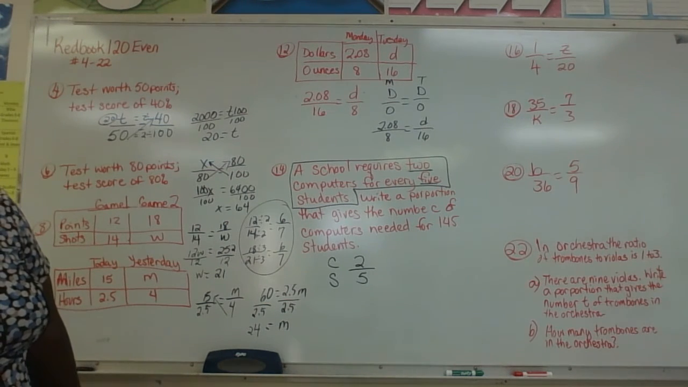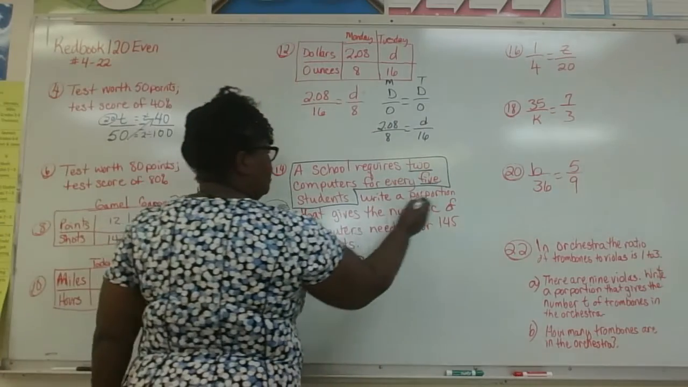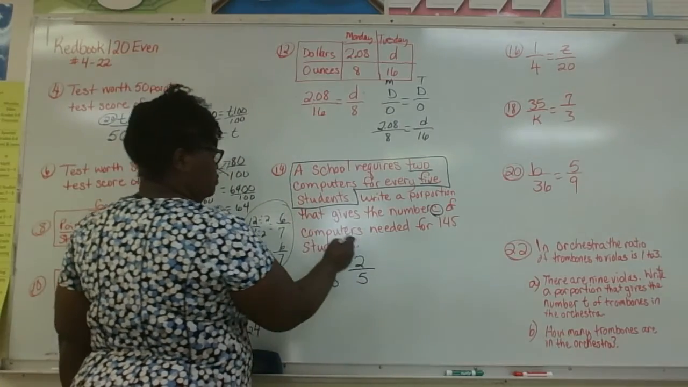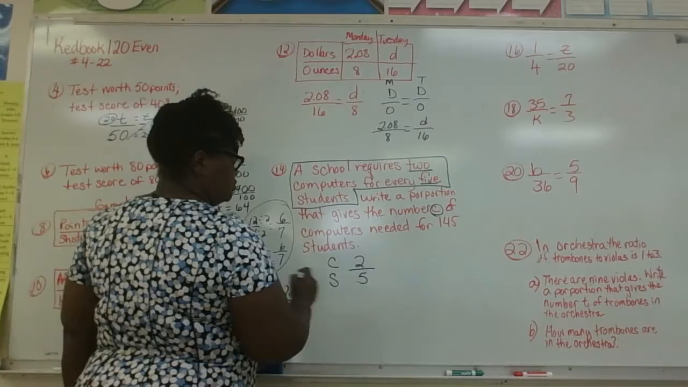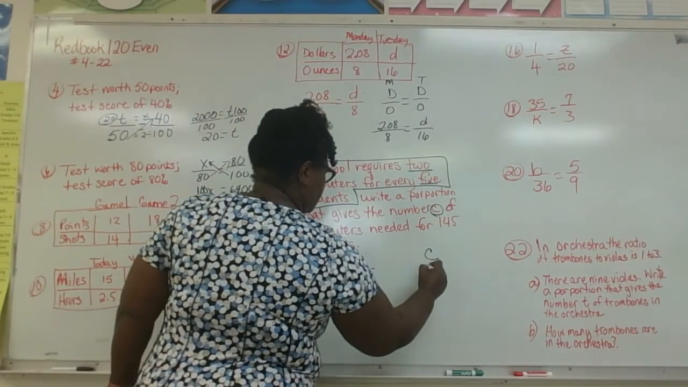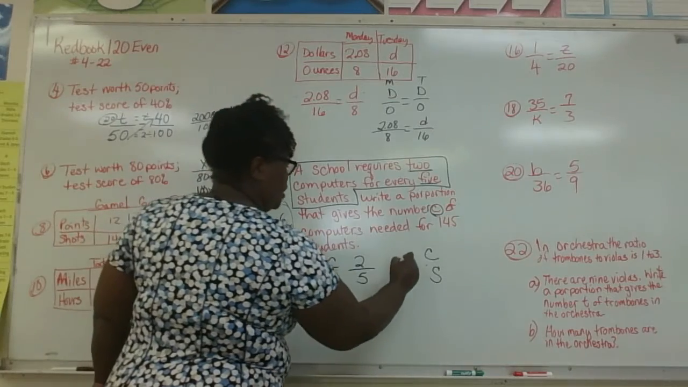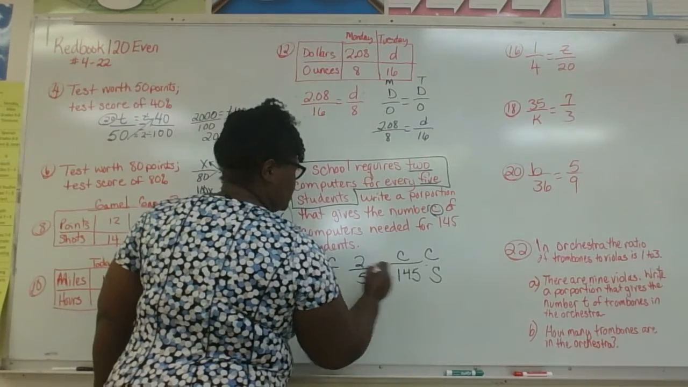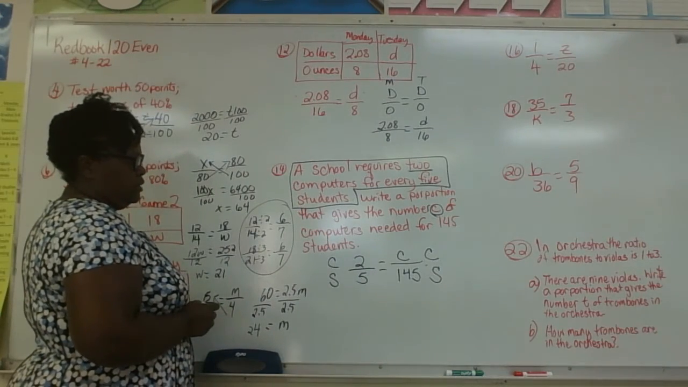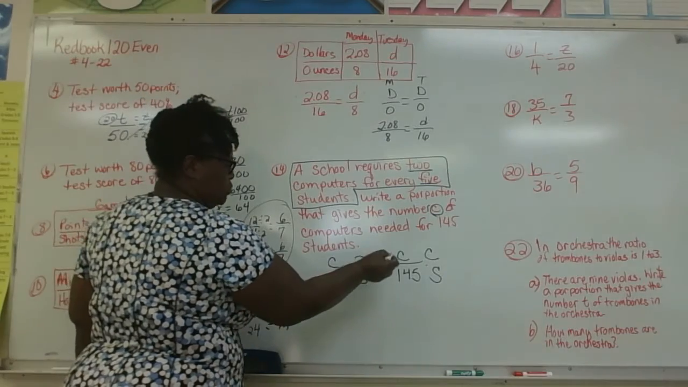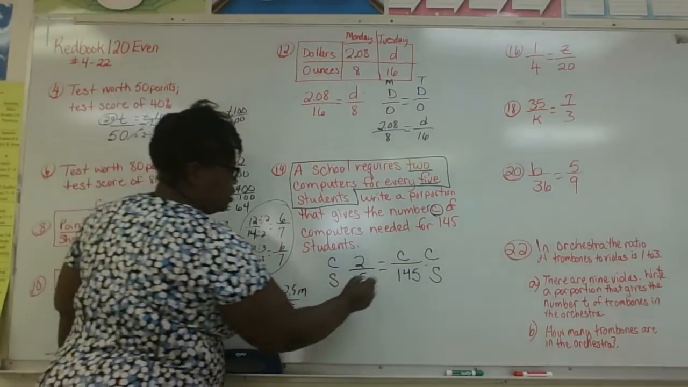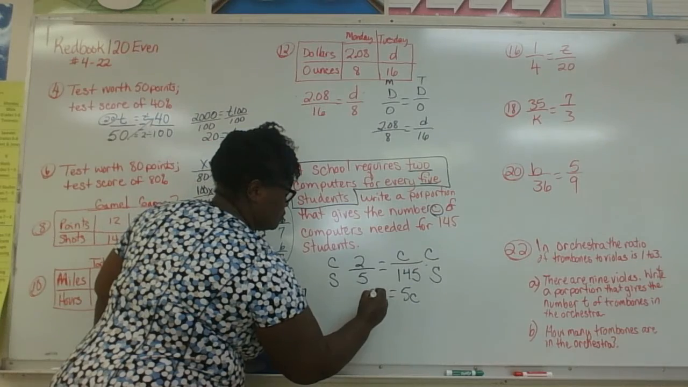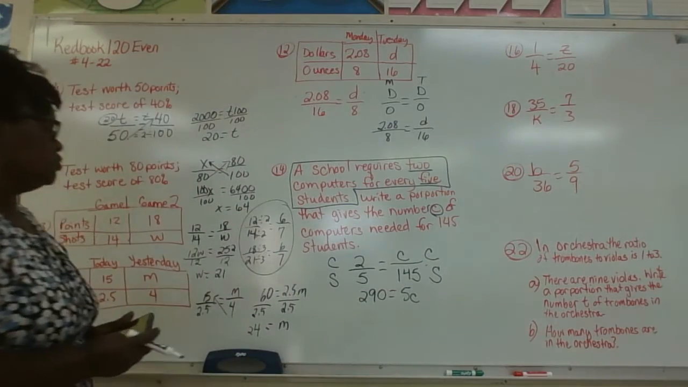All right? Then our next statement reads, write a proportion that gives the number of C computers needed for 145 students. Once again, we have C to students. So now this C we don't know, but these students we do know, 145. And therefore, there is our comparison. There is our proportion. All right? Computer to student, computer to student. Therefore, when we cross multiply, we have 5C is equal to, okay, 290 in this case.